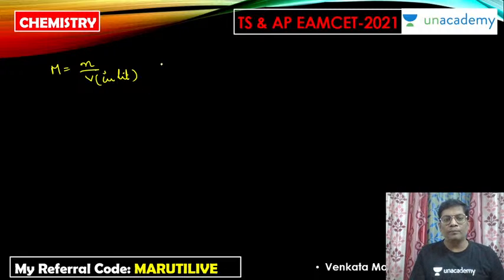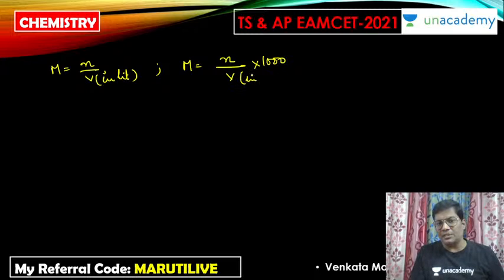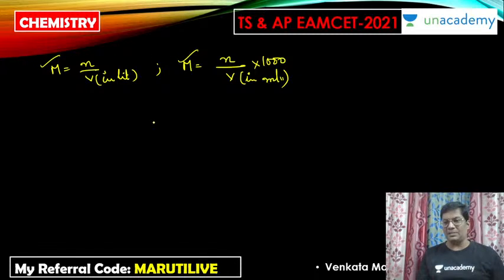Molarity is equal to N by V into 1000, where V is in milliliters. That's all. These two are the important formulas to calculate the molarity.